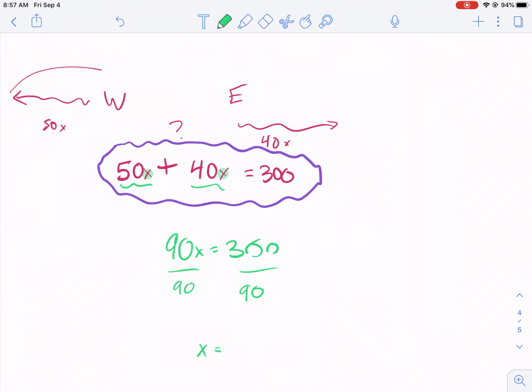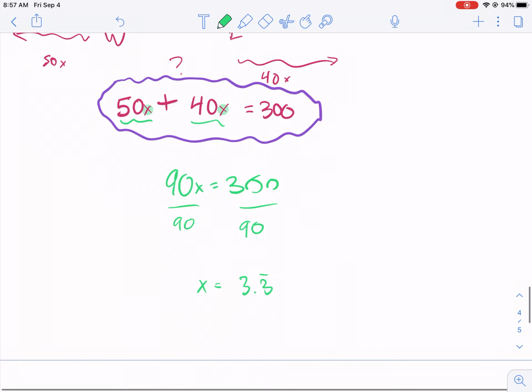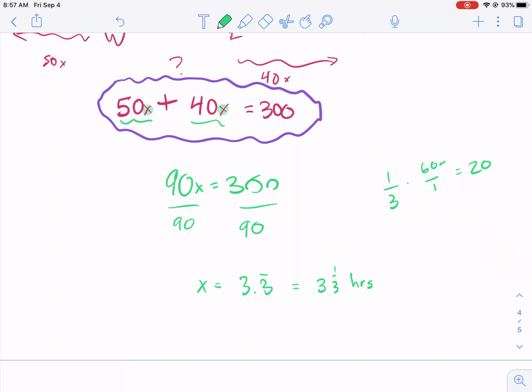This is not going to be an integer divided by 90. And I get 3.3 repeating hours. Another way to think of this is 3 1/3 hours. That'd be a good answer, but if we want to find it in terms of minutes, we take 1/3 of an hour times 60 minutes per hour, and the hours cancel, so we would have 20 minutes. So 3 hours and 20 minutes. That's how long it will take these two cars to be 300 miles apart.